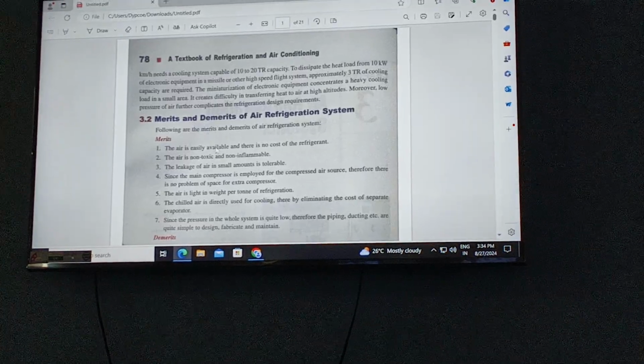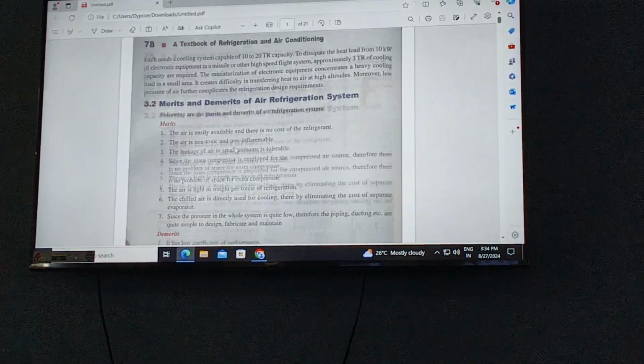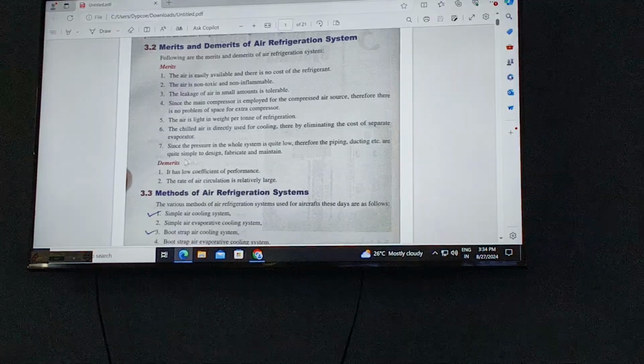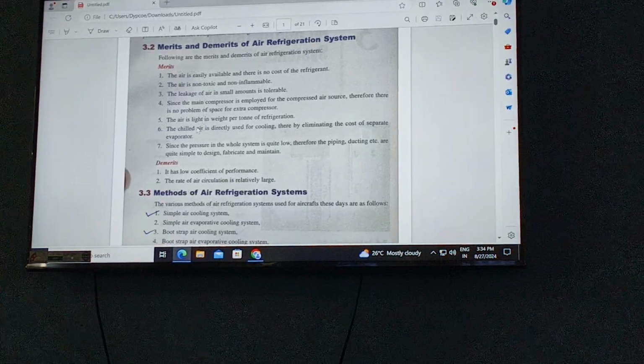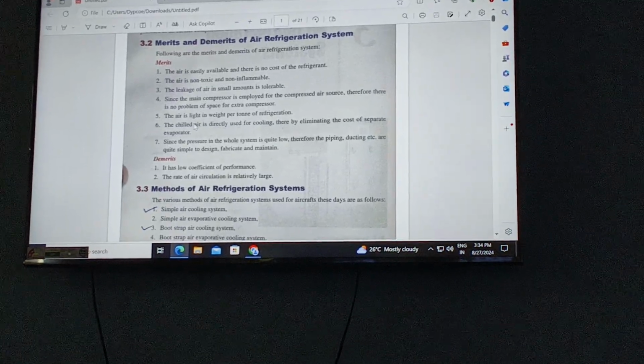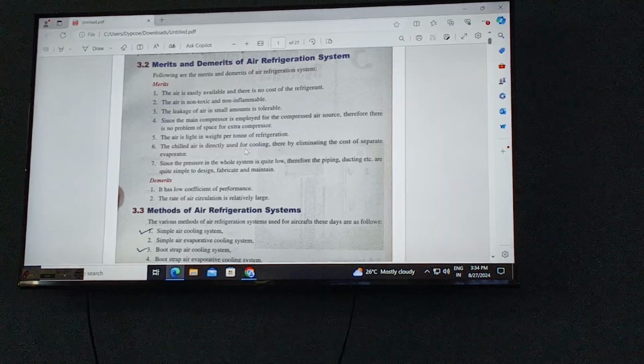Now, merits and demerits of air refrigeration system. Already we have seen. Studying this by yourself will not be having any issue, because it is a revision, it is not teaching.